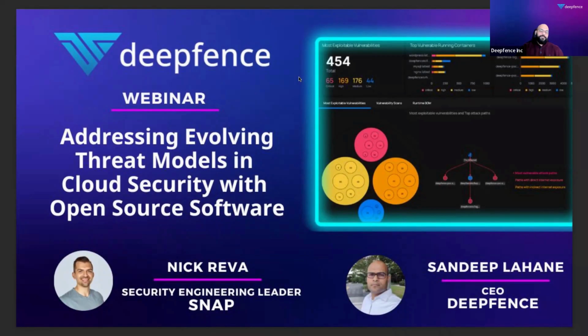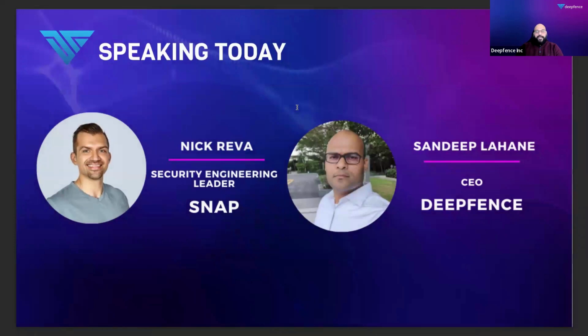The goal of this session essentially is to talk to thought leaders like Nick, and see how cutting edge security teams like the one in Snap or the ones in Google or Amazon use open source software at scale to keep their security program, their security apparatus, consistently cutting edge. With that, to introduce myself, of course, I'm Sandeep, co-founder and CEO of Deepfence. I have Nick with me, security engineering leader at Snap.